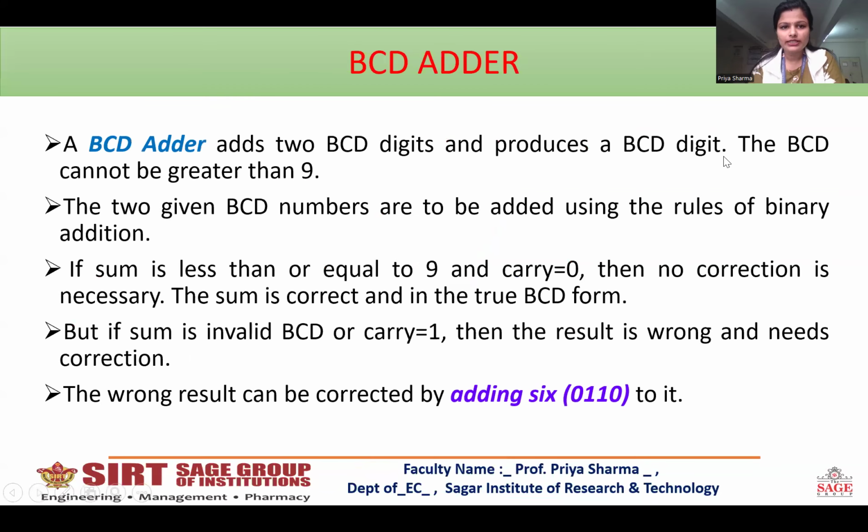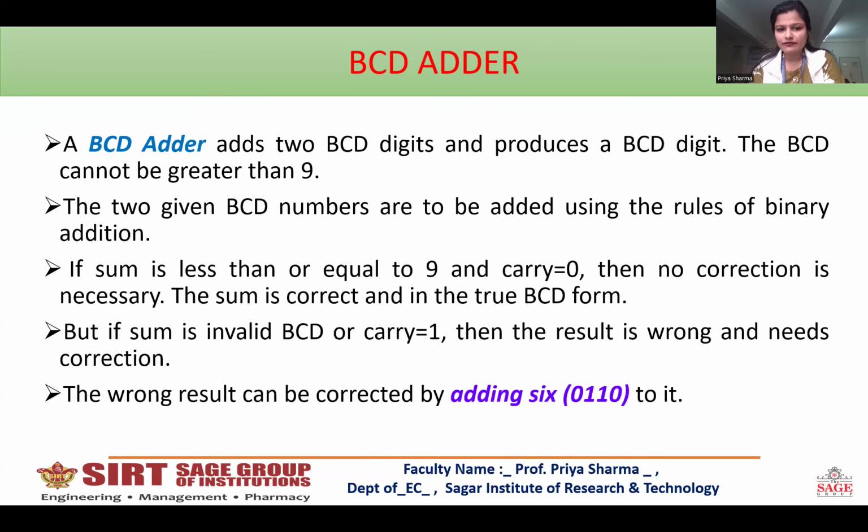As we all know, a BCD adder adds two BCD digits and produces a BCD digit. The BCD digit cannot be greater than 9. The two given BCD numbers are to be added using the rules of binary addition. If the sum is less than or equal to 9 and the carry is equal to 0, then no correction is required.